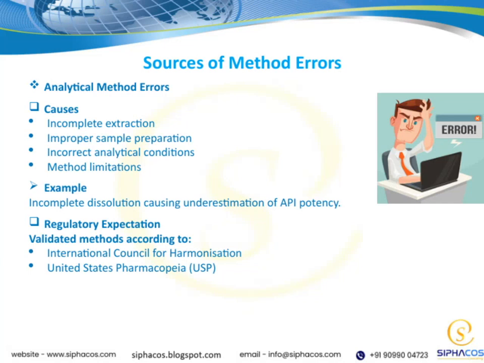When we talk about errors in analytical methods, there are a few common causes we need to watch out for. Things like incomplete extraction, poor sample preparation, or using the wrong analytical conditions can all lead us astray. Sometimes, the method itself just has limitations. For example, if a sample doesn't fully dissolve, we might underestimate the active ingredient's potency. Regulators expect us to use validated methods, following guidelines from groups like the International Council for Harmonization and the United States Pharmacopoeia. That's how we keep our results reliable.